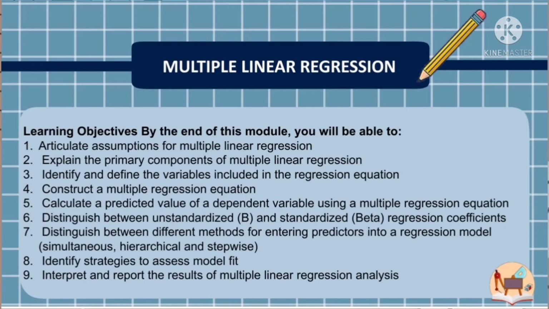So for this topic, we have come up with 7 learning objectives: first, to articulate assumptions for multiple linear regression; second, explain the primary components of multiple linear regression; third, identify and define the variables included in the regression equation; fourth, construct a multiple regression equation; fifth, calculate a predicted value of a dependent variable using a multiple regression equation; sixth, identify strategies to assess model fitting the equation; and last, interpret and report the results of multiple linear regression analysis, which is the goal of this topic.